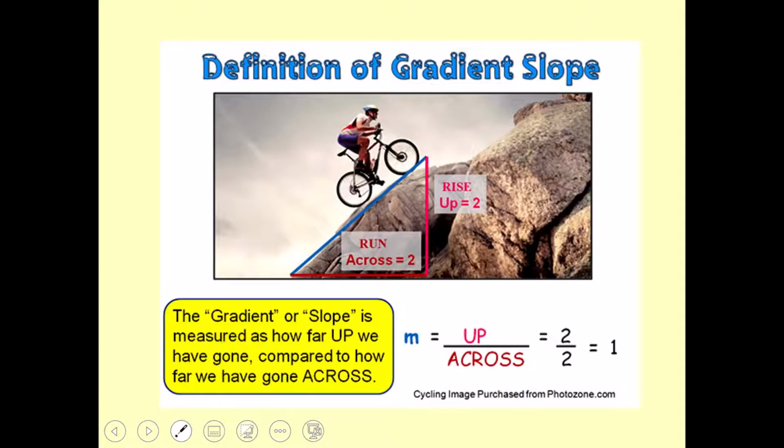Okay, so we can measure gradient. The gradient or slope is measured as how far up we have gone compared to how far across we've gone. And you'll often see gradient represented as the letter m. So m equals the distance up divided by the distance across. For this example here, a mountain biker is going up a gradient, so up is 2, across is 2, so 2 divided by 2 gives us the gradient of 1. But we're going to look at some more examples now.